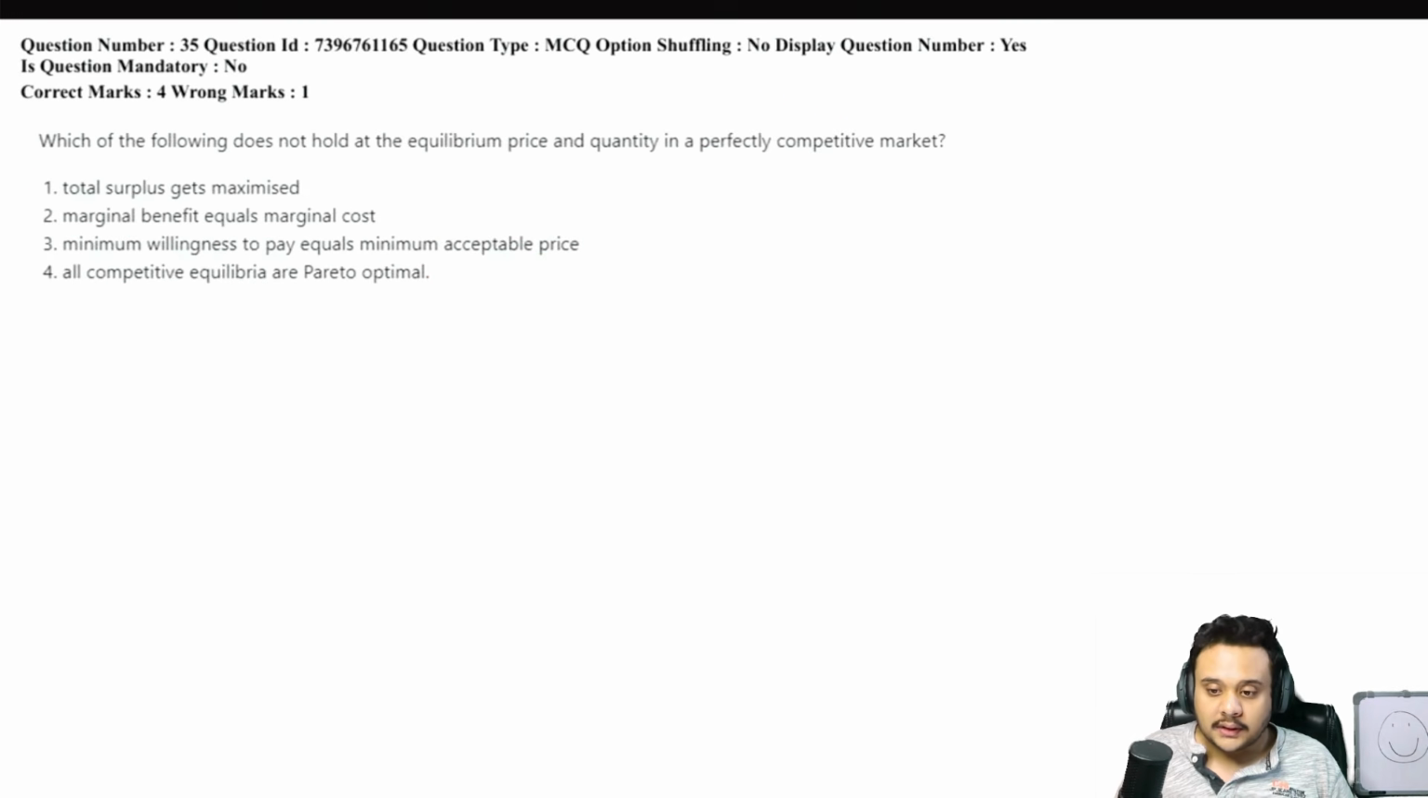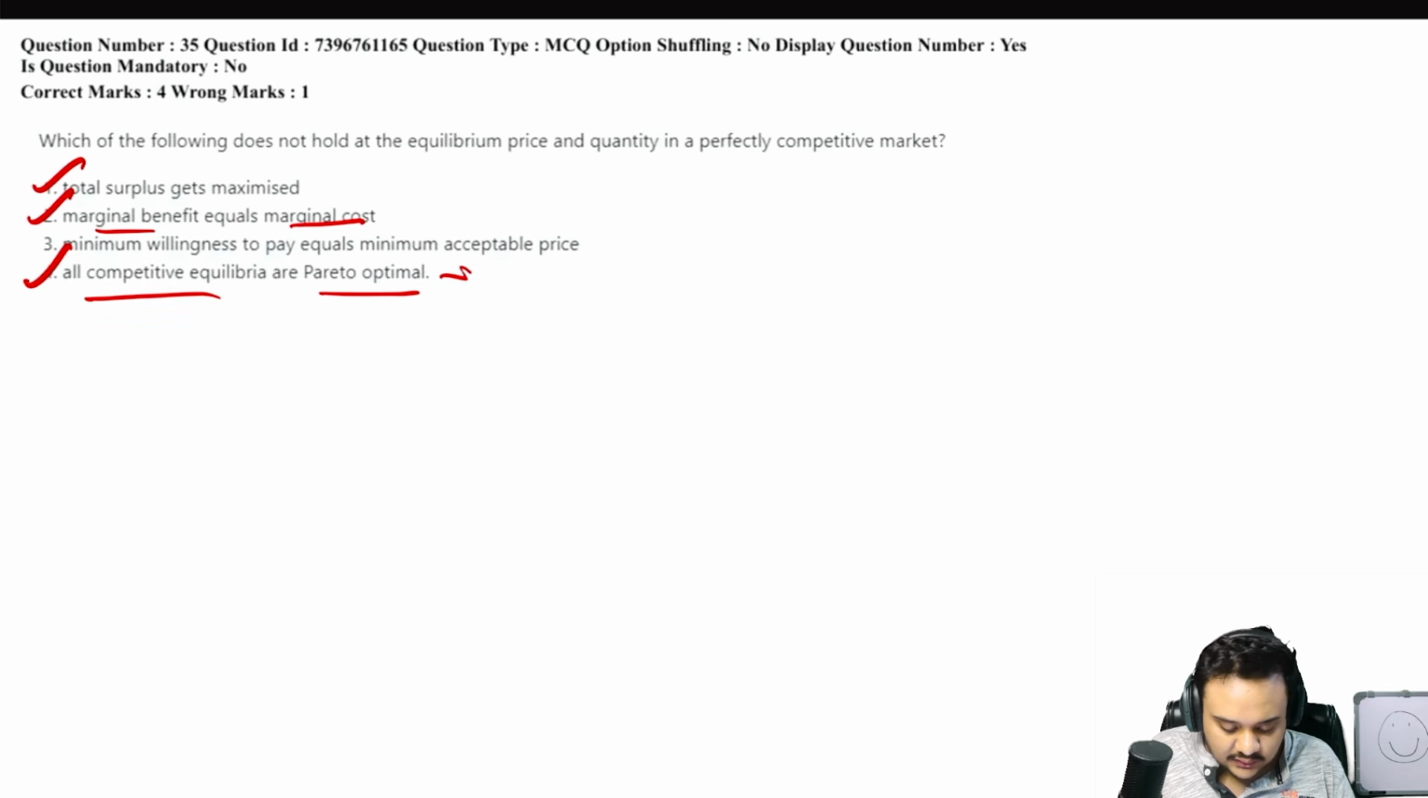The 35th question says: which of the following does not hold at equilibrium price and quantity in a perfectly competitive market? Total surplus gets maximized: yes. Marginal benefit equals marginal cost: yes. All competitive equilibria are Pareto optimal: yes, first welfare theorem. The third option says that minimum willingness to pay equals minimum acceptable price. This is not an equilibrium condition in the perfectly competitive market.